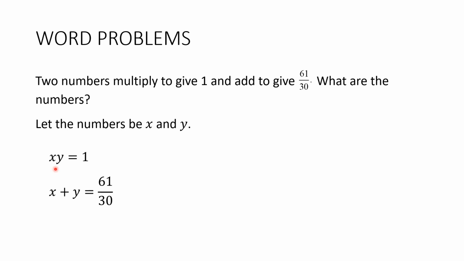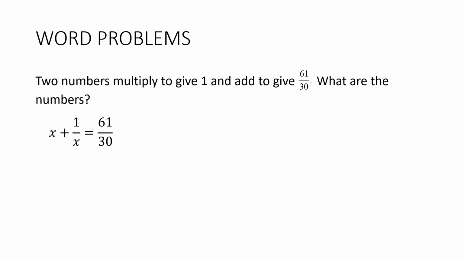So in this case, we need to make y the subject of one of these. I'm going to do this one here. So let y equal 1 over x, and then that is going to be substituted in here. All right, how do we solve that? We need to get that x off the denominator and the 30 off the denominator. So I'm going to multiply everything by 30x, like this.